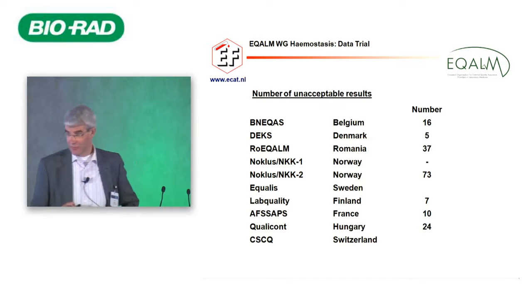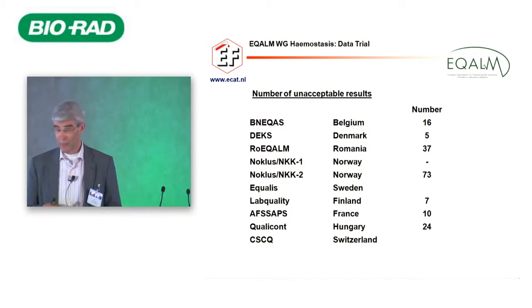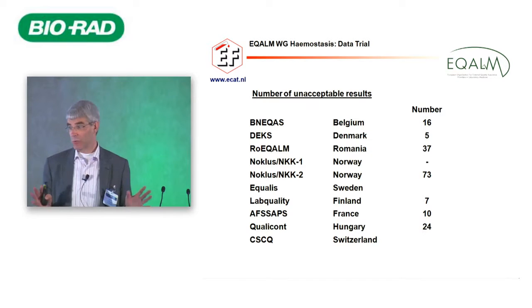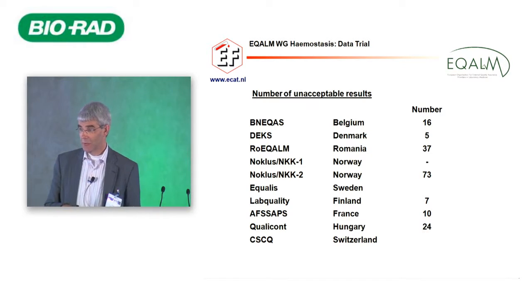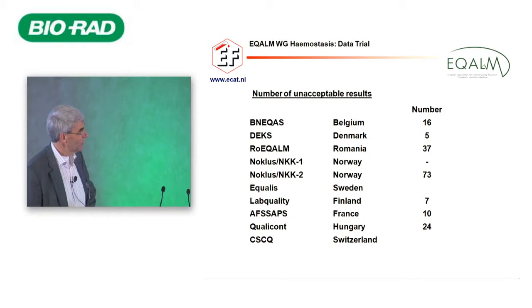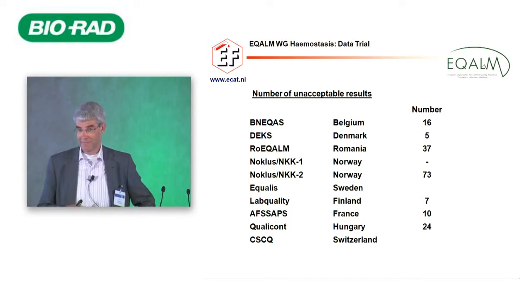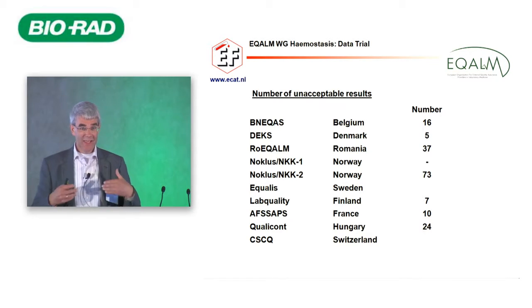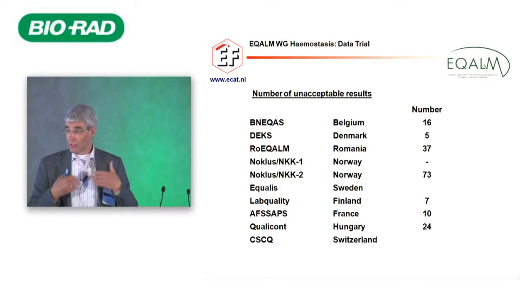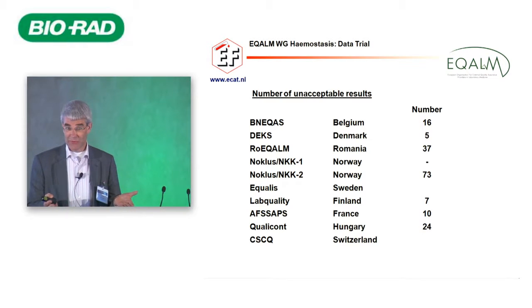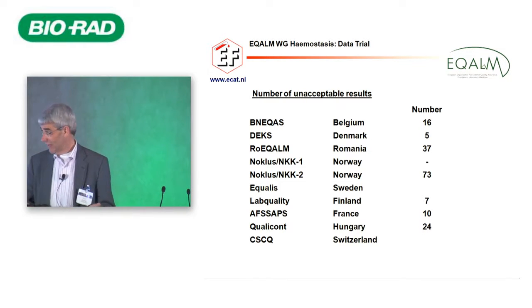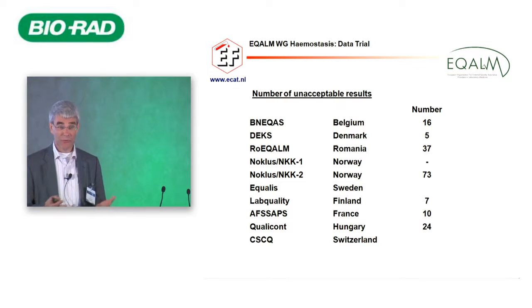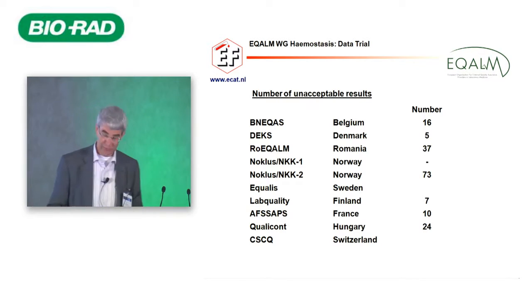And then a very interesting question was, how many unacceptable results were in this data set? The data set was about 220 results, and you see that it differs from 5 to 73. So also here, in the evaluation and what is reported to the participants, whether their result is acceptable or not, there is a lot of difference. Again, a need for harmonization.